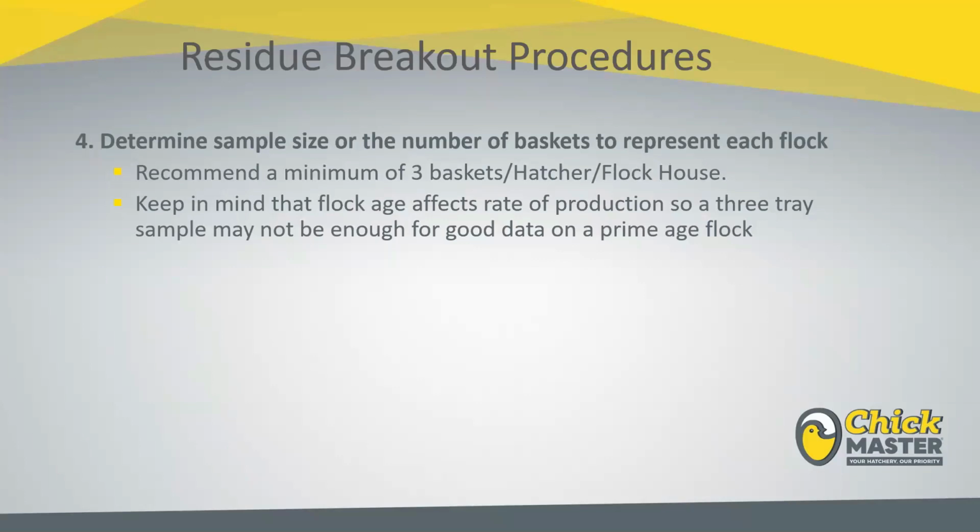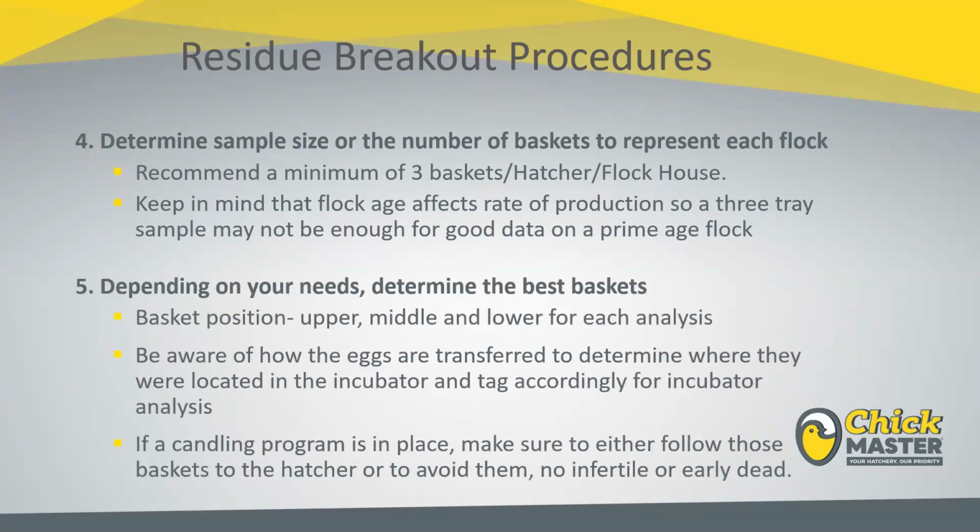Keep in mind that flock age affects rate of production. So a 3-tray sample may not be enough for good data on a prime age flock. If I have a bigger house with prime age hens versus a smaller house that's an older flock where I've had a lot of hen mortality and production is lower, a 3-tray sample may be fine for the old farm, but a 3-tray sample out of a big prime house may not be a good representative sample. So it's good to keep that in mind when you're determining your sample size. Depending on your needs, determine the best baskets.